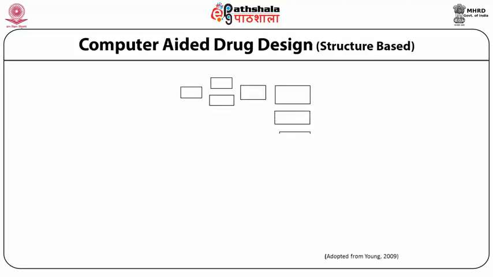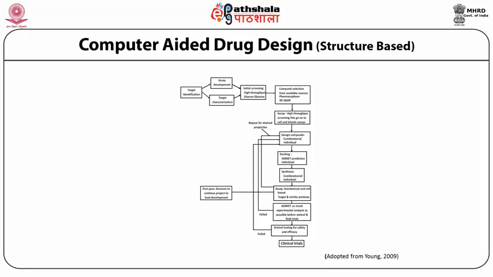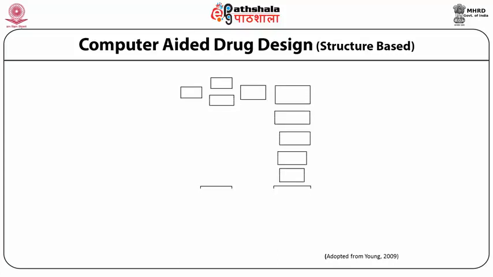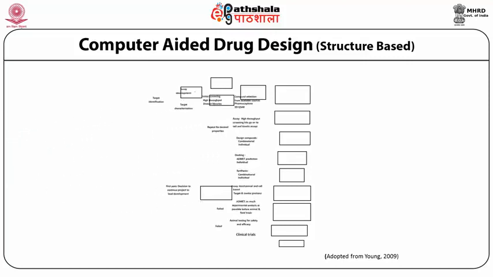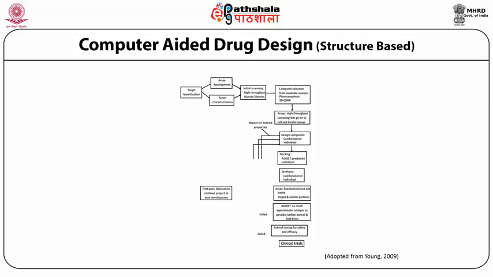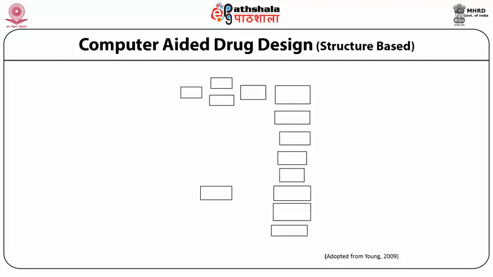Here we come down to computer-aided drug design. This is the part where the in silico portion of research has entered the drug designing process. CADD, computer-aided drug design, is basically divided into two types: structure-based computer-aided drug design and ligand-based drug design. Structure-based is where we have the target site identified. When the cause or the cure of the disease is identified, the target is identified, then we go for this model of structure-based drug designing.